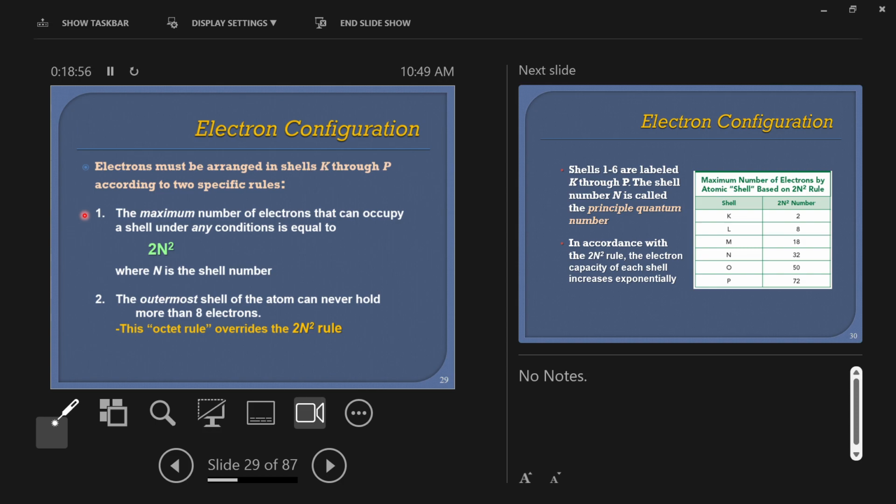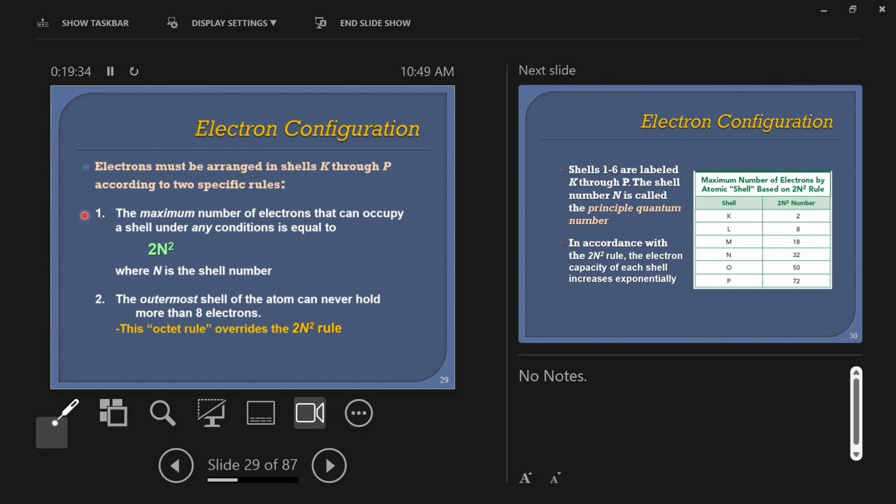So I'm going to make another shell. How many can I fit in that shell? 8. How many are going to be in this shell? 6. Okay. And we're done with oxygen. So oxygen has 2 shells because of the 2n squared rule.